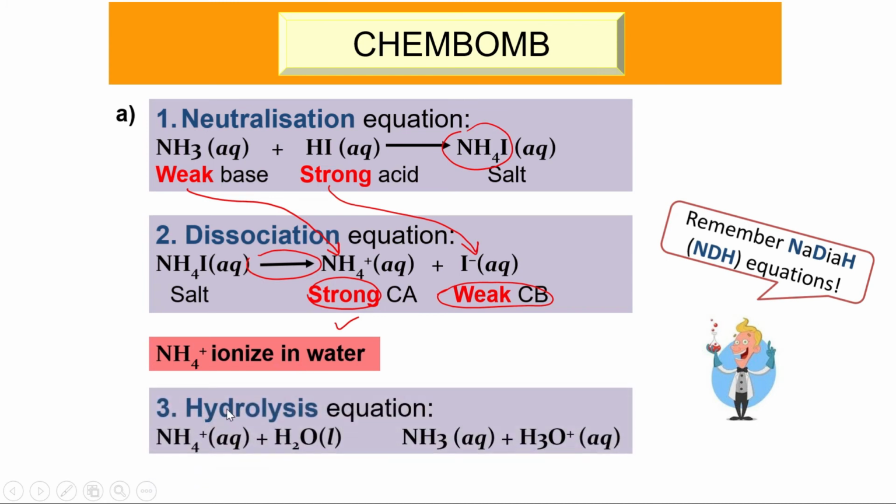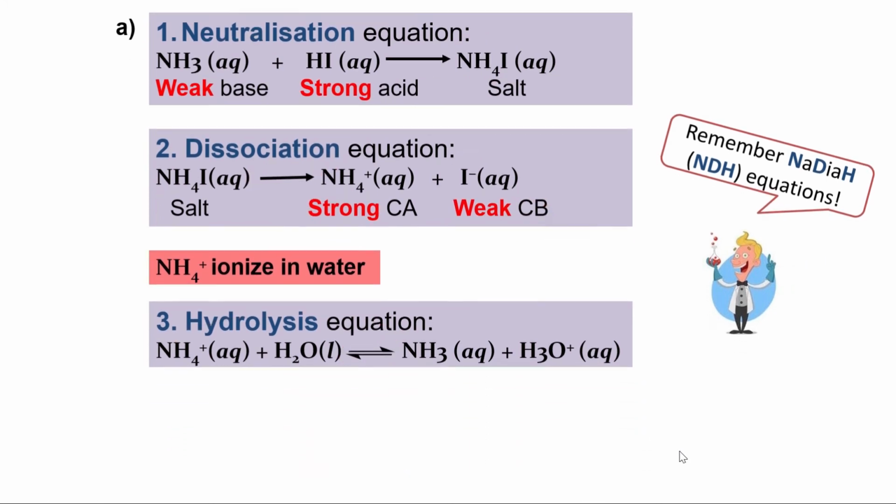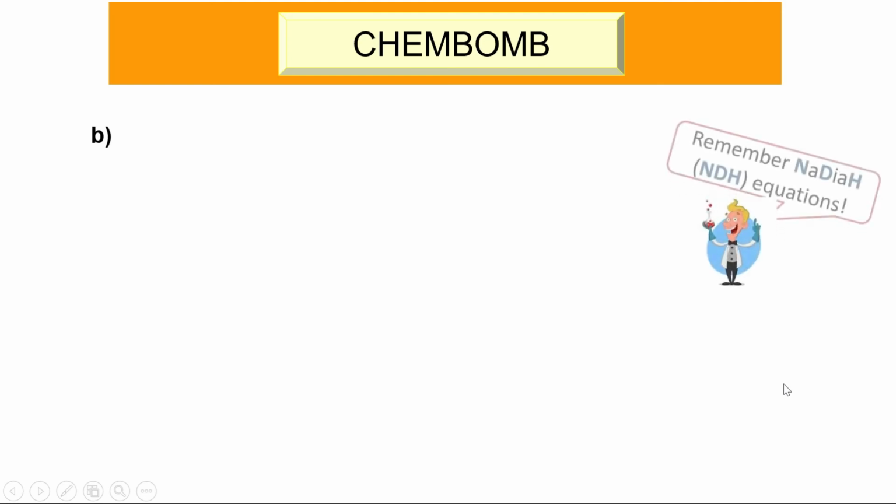And the last step is to write down the hydrolysis equation. Since NH4+ is a conjugate acid, water is going to be the base. The function of the acid is to donate H+, therefore donating H+ is going to form NH3 aqueous. Meanwhile, the function of the base is to accept H+, forming H3O+. Don't forget the hydrolysis equation is a reversible reaction, so please use the double-headed arrow. Simple.